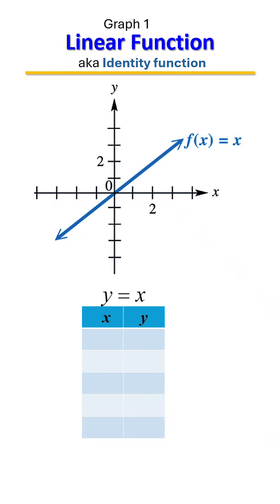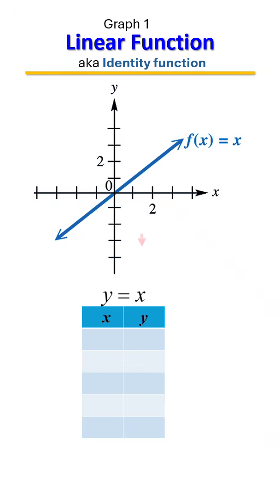For linear functions, there are no restrictions as to what values you can plug in. You can plug in any number into this function. And one of the reasons why they also call it the identity function is because whatever values you plug in for x is going to be the same value you get out for y. So whatever you put in as your input, that's going to be the same thing you get out as your output.